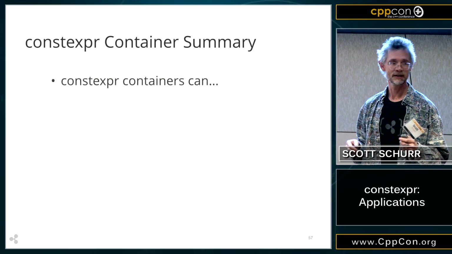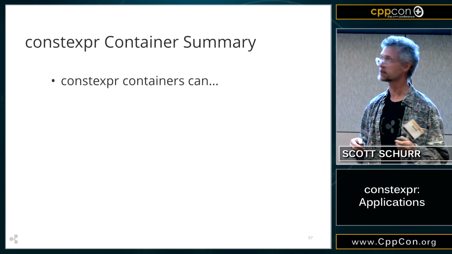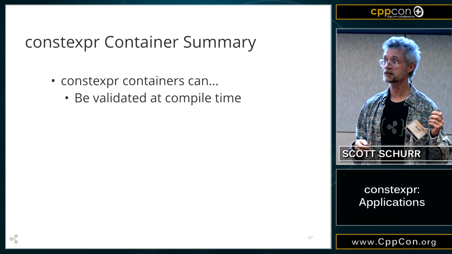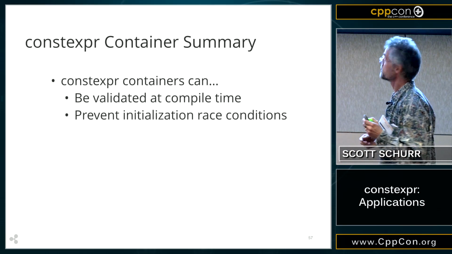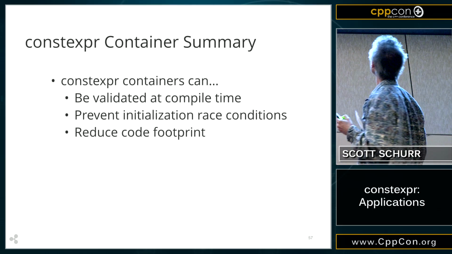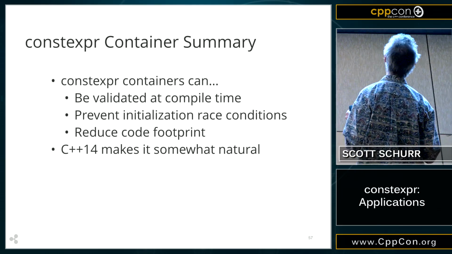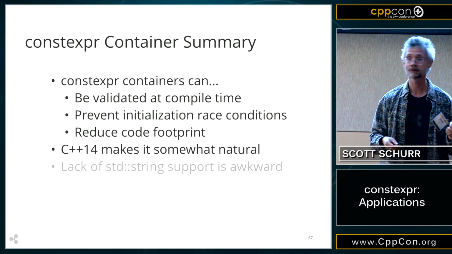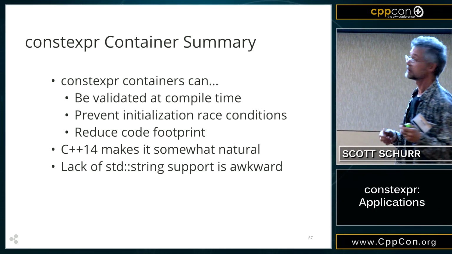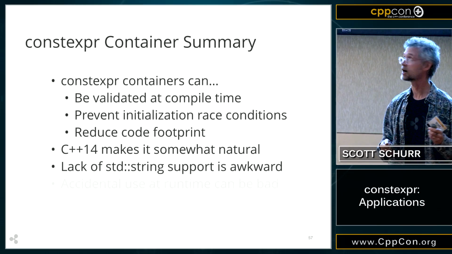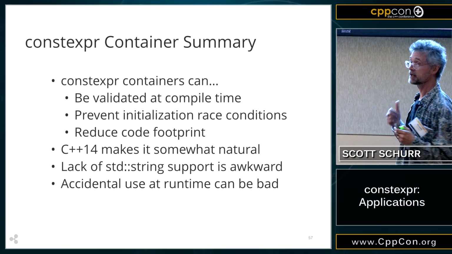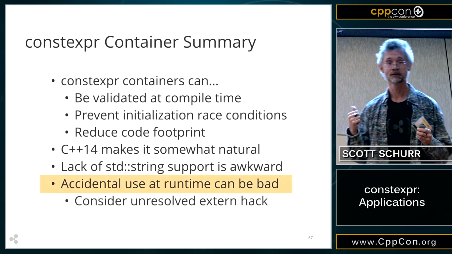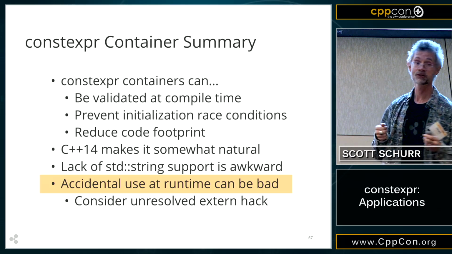So let's summarize that, and I think I'm about out of time. Constexpr containers can be validated at compile time, prevent initialization race conditions, and reduce your code footprint, and in C++14, this is pretty close to natural. And the lack of string support is awkward. And accidental use at runtime can be bad. So consider the unresolved extern hack.